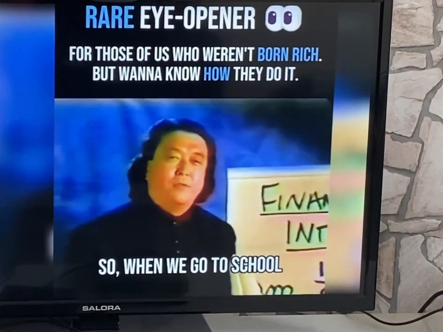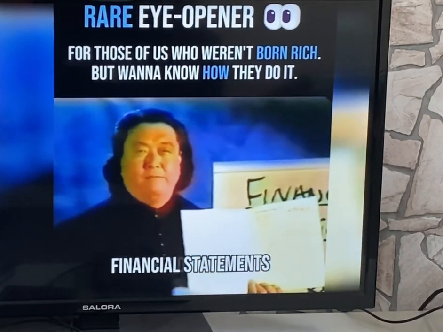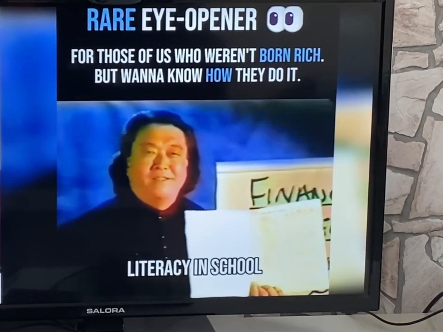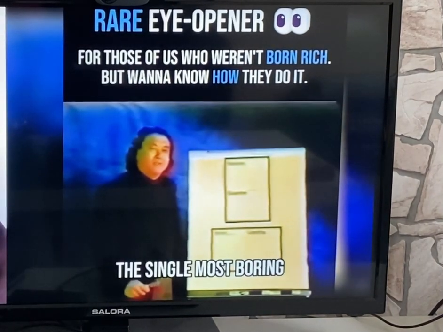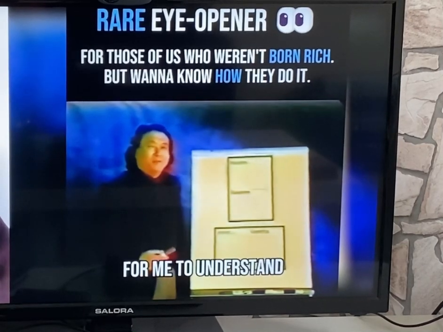So when we go to school, we learn to read these things, but we never learn to read these, financial statements or annual reports. We never learn financial literacy in school. When I studied accounting in school, it was possibly the single most boring subject I ever studied. So I had to create a system that was easy enough for me to understand.